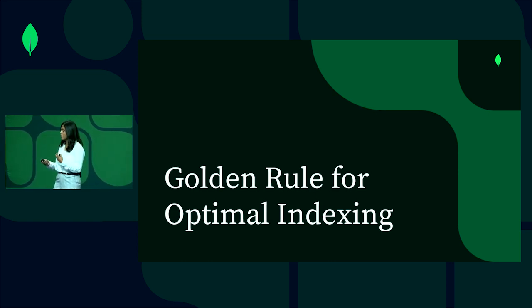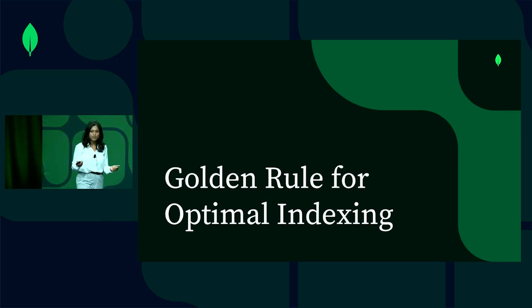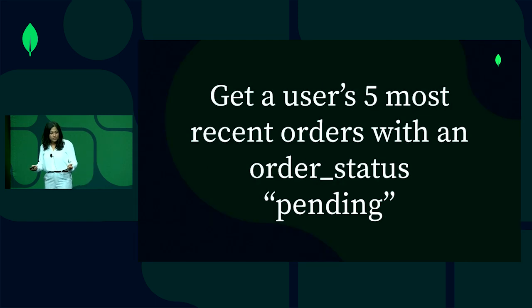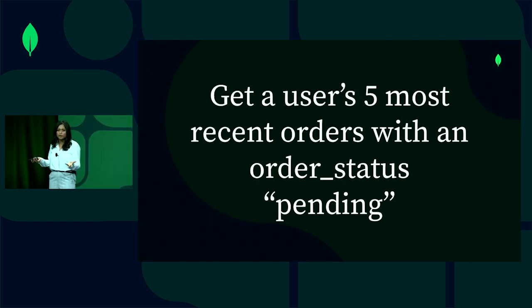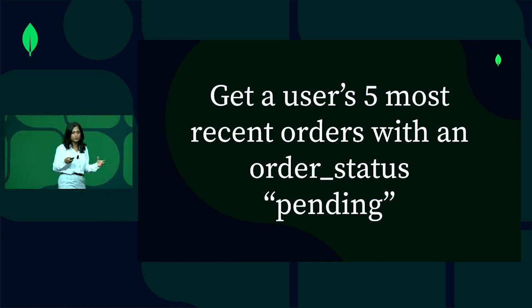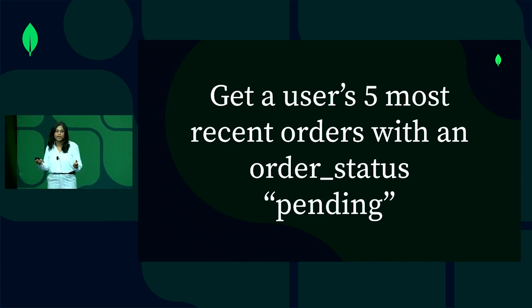So in my time in the field, I've learned this golden rule of indexing, which I'm excited to share with you, but I'm not going to give it away just yet. So we are going to go through an exercise of coming up with a really good index key for our application, local. So let's say this is one of the most common queries which we see all the time: get a user's 5 most recent orders with the status pending. Because I'm a really anxious user, I always want to see where my order is. Is it delivered? Is it pending? Is it on its way?